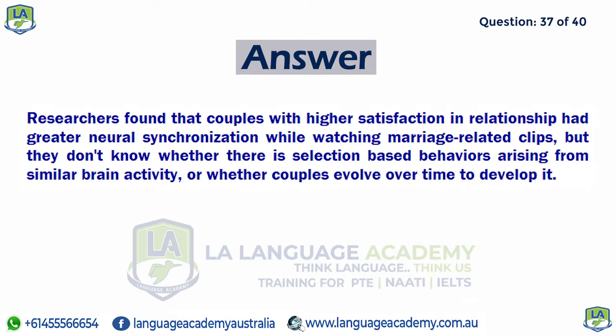Researchers found that couples with higher satisfaction in relationship had greater neural synchronization while watching marriage-related clips, but they don't know whether there is selection-based behavior arising from similar brain activity, or whether couples evolve over time to develop it.